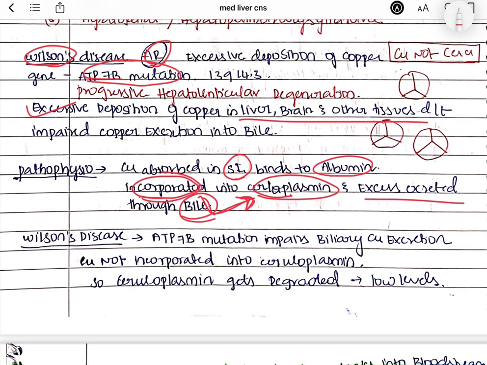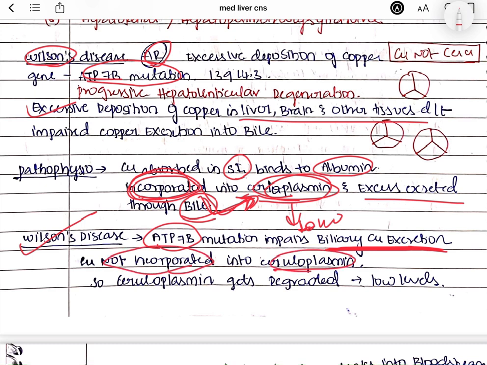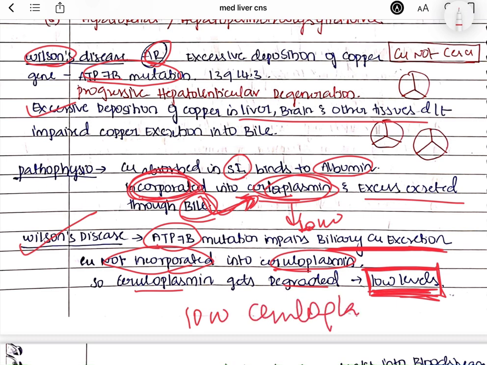But in case of Wilson's disease, this copper is not getting incorporated into the ceruloplasmin, which leads to degradation of the ceruloplasmin, right? So it is excreted out into the urine. So there are low levels of this ceruloplasmin. So what is happening in the Wilson's disease? There is ATP7B mutation which is impairing the biliary copper excretion. So copper is not incorporated into the ceruloplasmin, so there will be degradation of the ceruloplasmin which will cause this low levels of ceruloplasmin, which is a classical sign which you can see in this Wilson's disease. So in the Wilson's disease, there is low levels of ceruloplasmin. Keep that in mind, right?